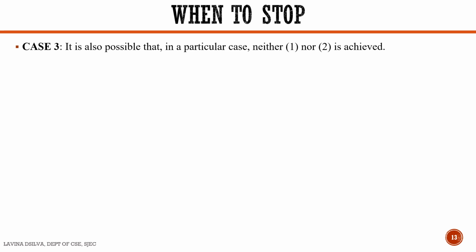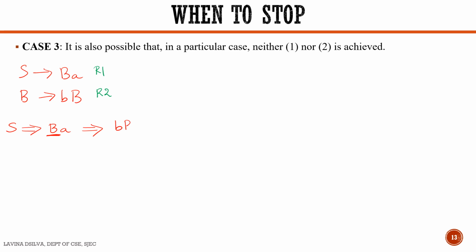There may be a possibility where neither the first case nor the second case is achieved. We shall take one example as S tends to BA and B tends to BB. This is our rule number 1 and this is our rule number 2. If we were to start the derivation, we'll assume that S is our start symbol. So S derives BA. This B has to be replaced because it is a non-terminal, and there is only one rule which helps us to replace that capital B. It is rule number 2.